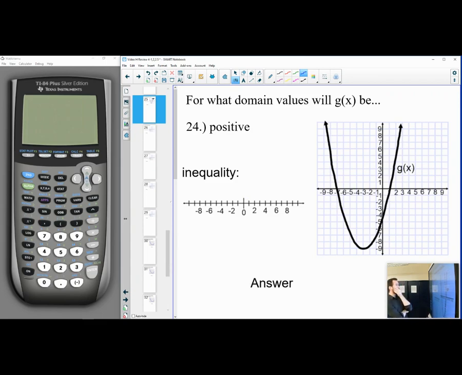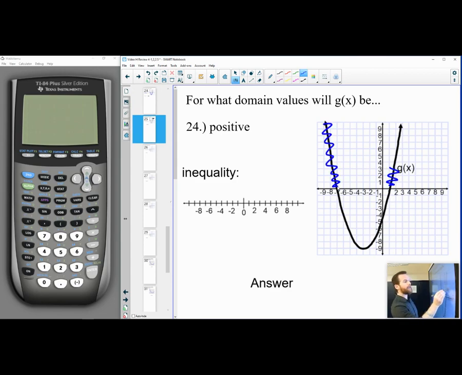New graph. Oh, wait, no, same graph, right? Oh, new question. Okay, now it's positive instead of negative. So now we want everything that's above the x-axis. So this part's above the x-axis, and this part of g of x is above the x-axis. So starting there and there. So here the shading's not meeting in the middle. It's going in 2 different directions. So from -7, it goes to the left, and from +1, it goes to the right.